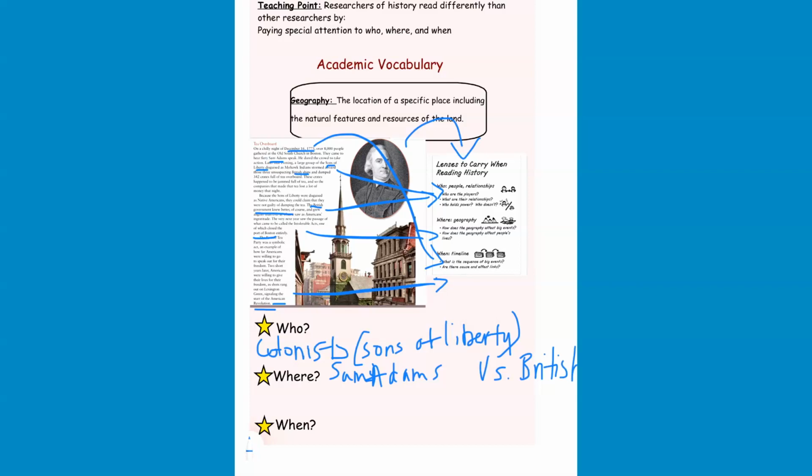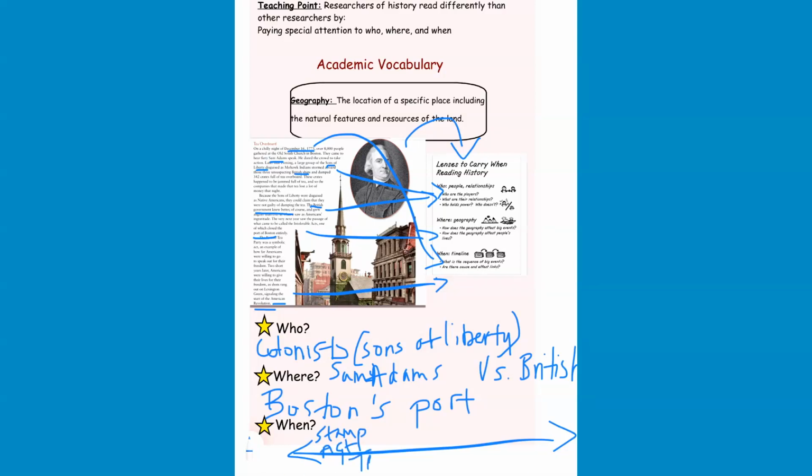Okay, got it. Where? And the geography, right? This is happening in Boston's port. And when? We can draw a timeline to help us keep track of what we learn. We have the Stamp Act. We have the Tea Act. Then we have the Boston Tea Party. This all led to the American Revolution. And now I can keep my notes here and I can see what I learned from the text in a clear picture. And reading with a lens really helped me to stay focused.